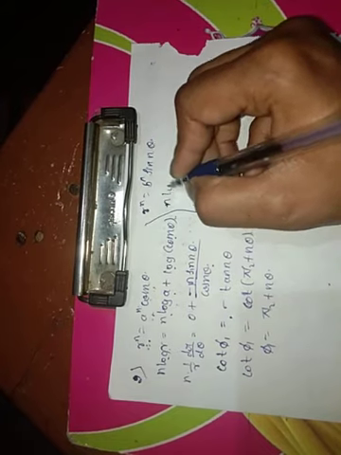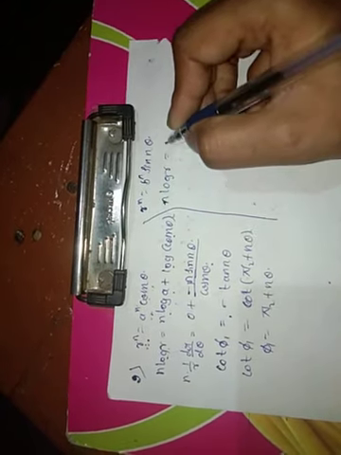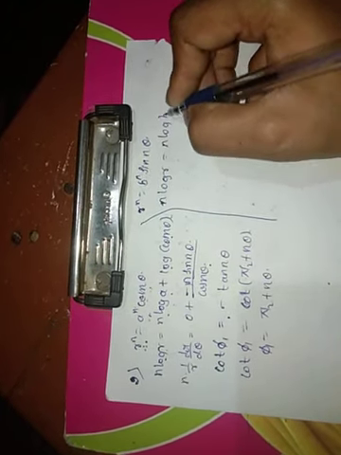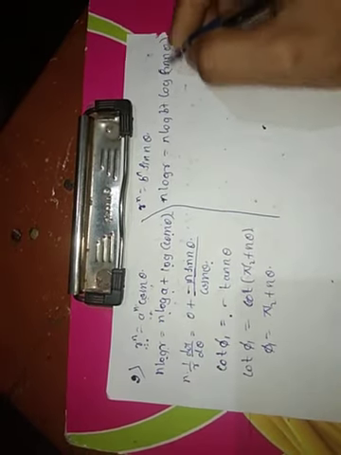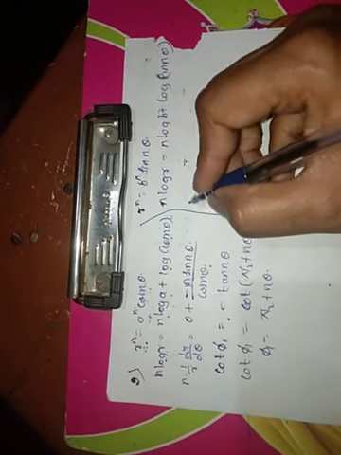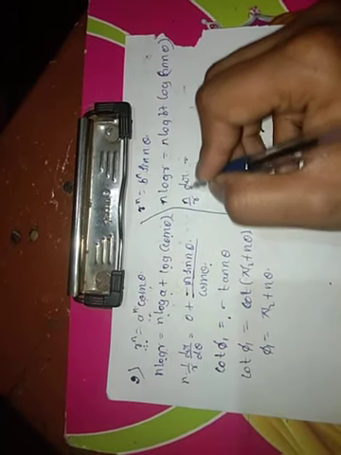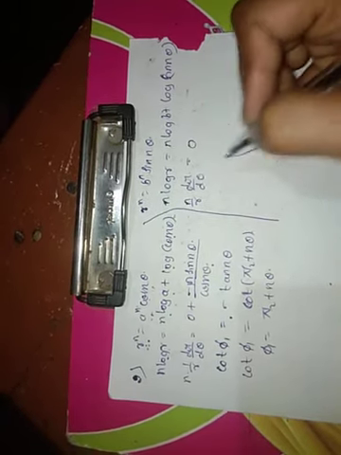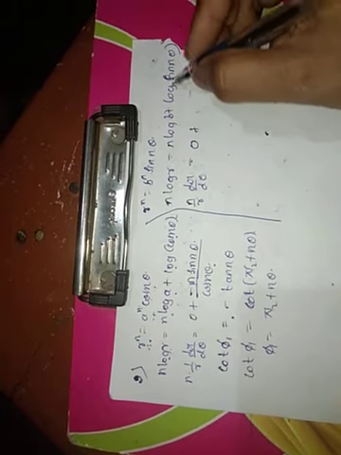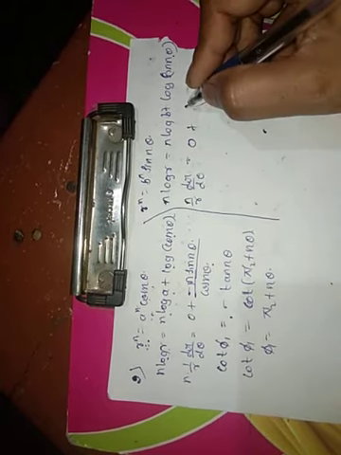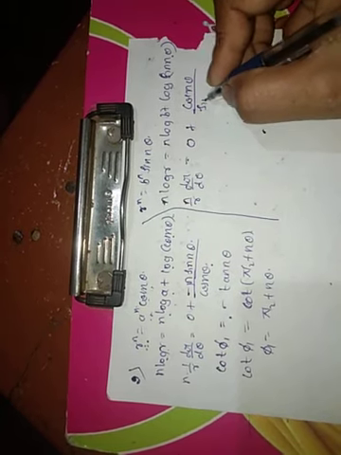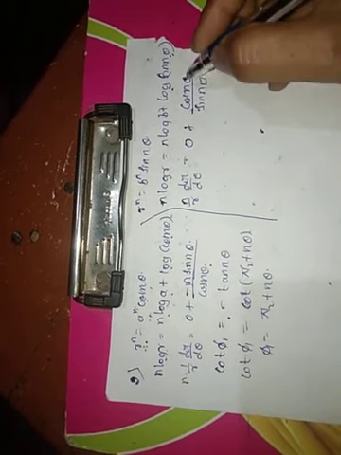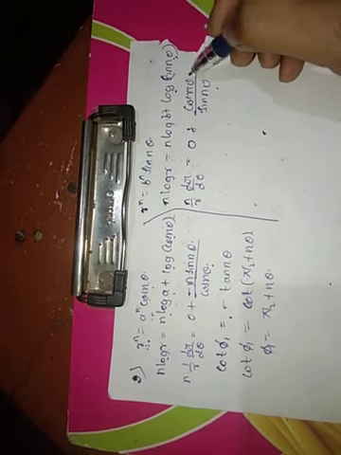Take a log on both sides. n of log r equals n into log b plus log of sin n theta. So differentiate with respect to theta: n by r dr by d theta. The derivative of n log b will be 0. The derivative of log of sin n theta is cos n theta divided by sin n theta, since the derivative of log of a function is 1 by the function, and the derivative of sin is cos.